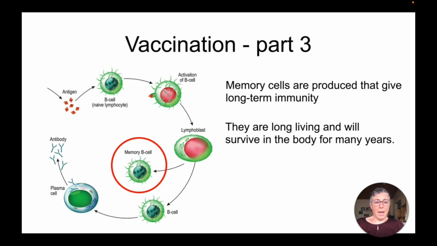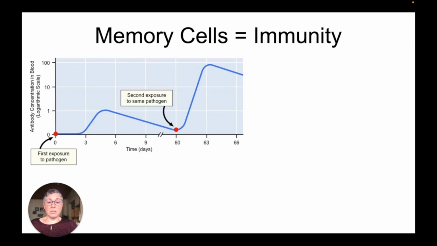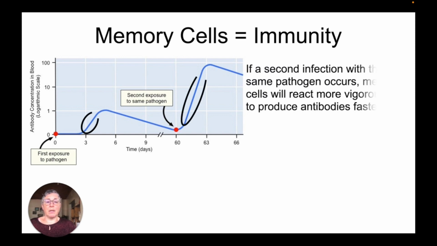Now, what happens with these memory cells? Well, these memory cells give us what's called immunity. If we look at this graph, we can see that there is a significant difference between the first exposure to a pathogen and a second exposure to the same pathogen. And so if a second infection occurs with the same pathogen, the memory cells are going to react more vigorously and produce antibodies much faster than with the initial exposure.